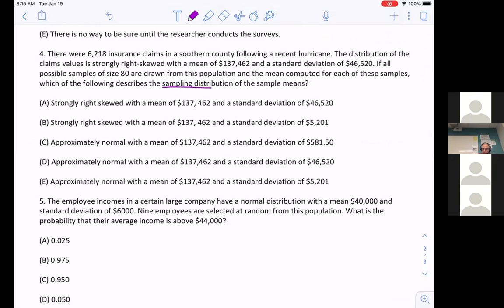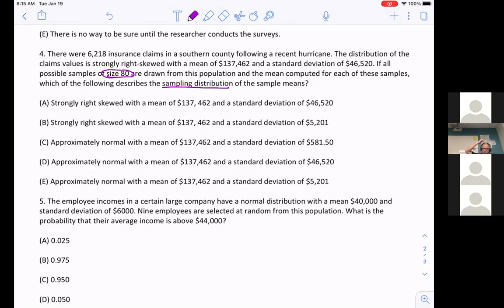The sampling distribution of size 80. All right, so we got means of 137, 462 all the way down there. So we know it's going to have that mean. It looks like we got some standard deviation calculation to do.